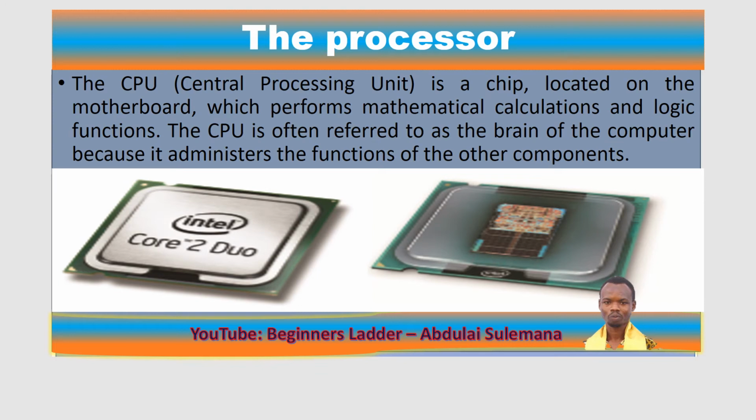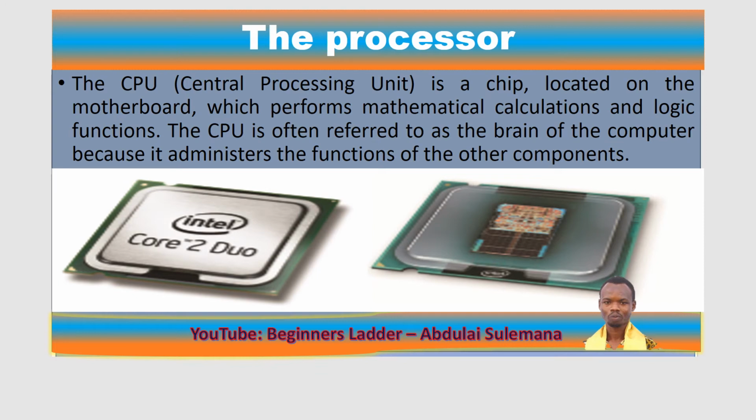The central processing unit is a chip located on the motherboard which performs mathematical calculations and logic functions. The CPU is often referred to as the brain of the computer because it administers functions of the other components. So the CPU is a chip inside the motherboard and is responsible for doing calculations on the computer. They are telling you that the CPU is the brain of the computer.